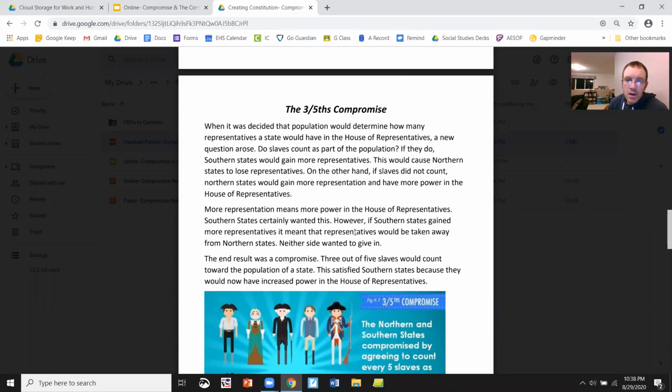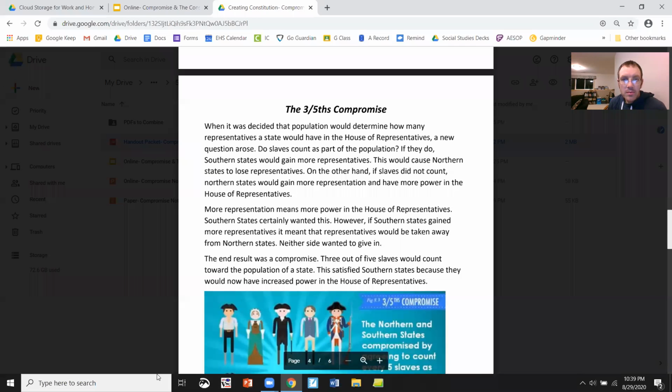So here we go. When it was decided that population would determine how many representatives a state would have in the House of Representatives, a new question arose. Do slaves count as part of the population? If they do, southern states would gain more representatives. This would cause northern states to lose representatives. On the other hand, if slaves did not count, northern states would gain more representation because of their population and have more power in the House of Representatives. More representation means more power in the House of Representatives. Southern states certainly wanted this. However, if southern states gained more representatives, it meant that representatives would be taken away from northern states. Neither side wanted to give in.